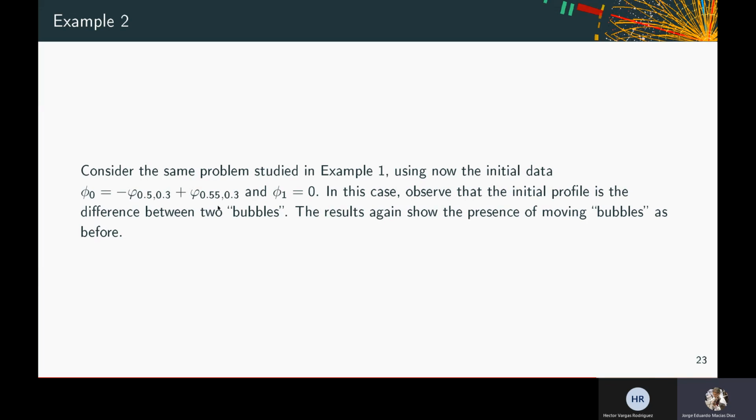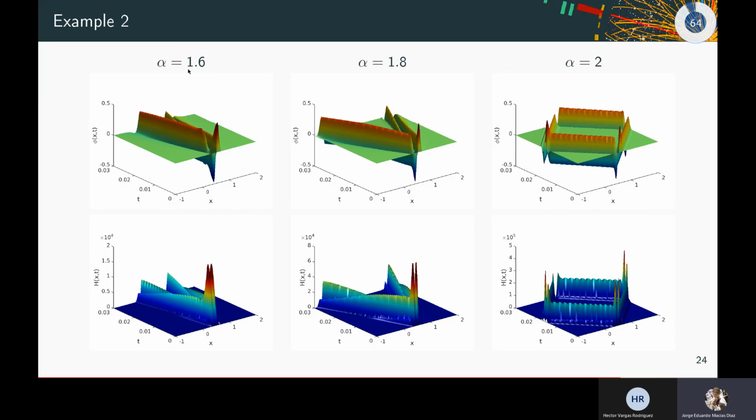We considered the same problem, now taking different initial conditions, with 0 initial velocity again. We take different alphas. These are the solutions, and these are the Hamiltonians.